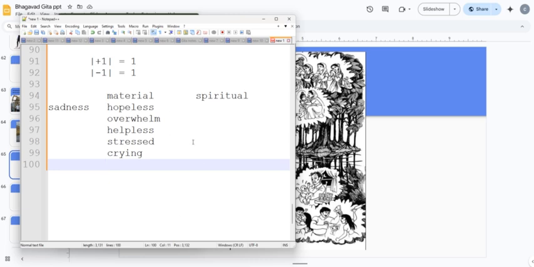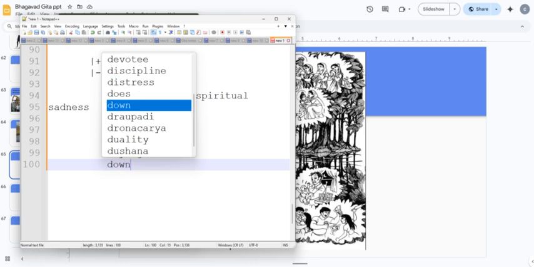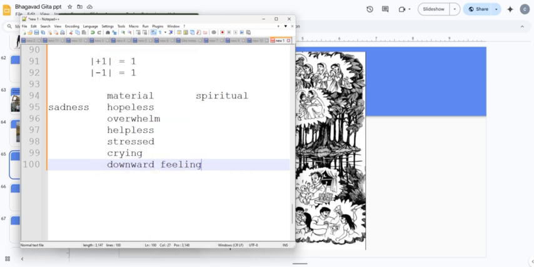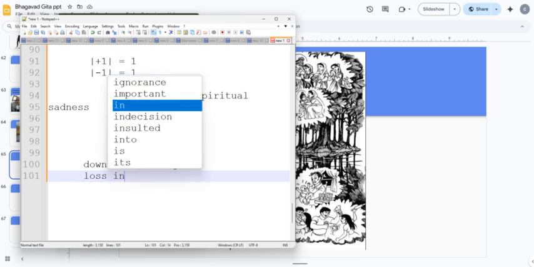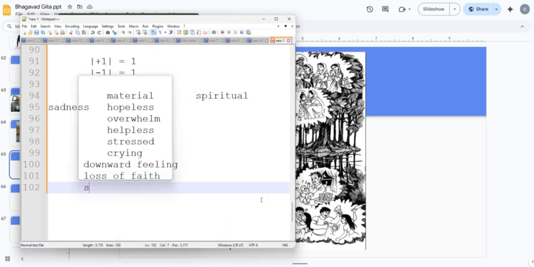Okay. What is the result of this sadness? I mean, these are some of the results. You may feel hopeless and all that, but it's actually a very downward kind of feeling, right? It's a downward feeling. If a person becomes too much sad, what happens? There's a certain loss of faith in whatever is happening around us. Loss of faith. And in the worst case, what happens? Suicide. Right? In this world, it is like this, isn't it? Too much sadness and all that, people really become hopeless.